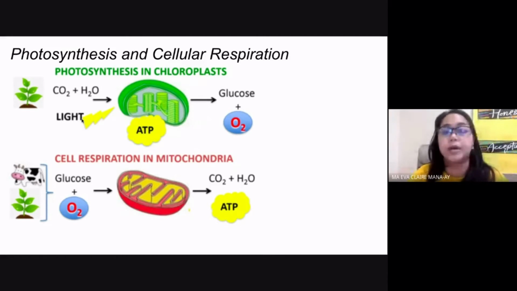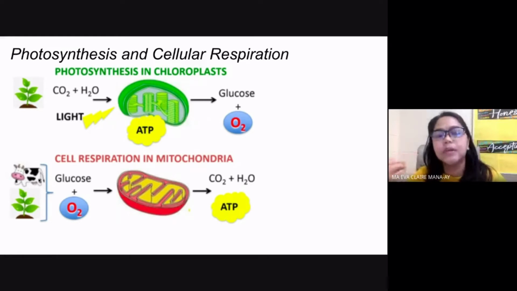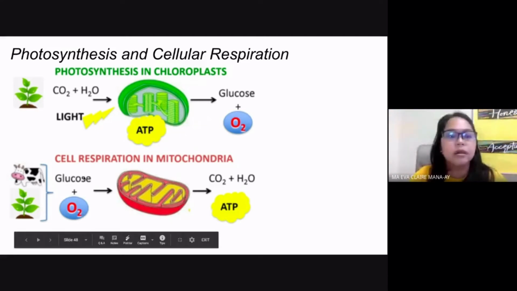Okay, now as for cellular respiration, this can happen in both plants and animals. So that means plants can do both photosynthesis and cellular respiration. Now, in cellular respiration, glucose and oxygen gas are the reactants. This happens in the mitochondria of the cell.